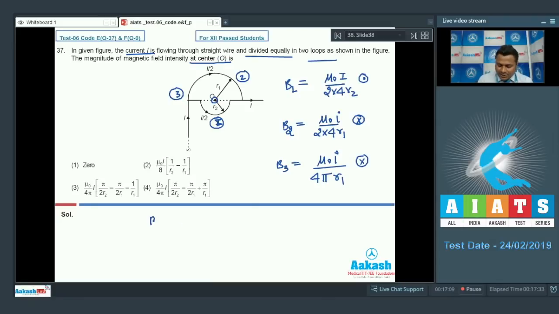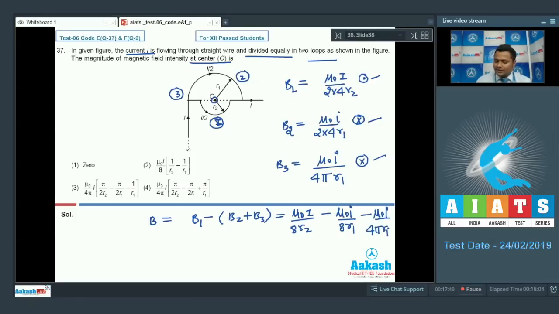So the net magnetic field B will be given by, these two are in the same direction and B1 is opposite. So we can write B1 minus B2 plus B3. Now let's put in the values. B1 has the value mu naught I upon 8 R2, minus B2 has the value mu naught I upon 8 R1, minus B3 has the value mu naught I upon 4 pi R1.